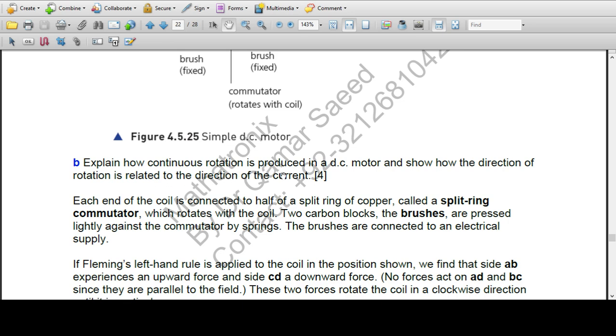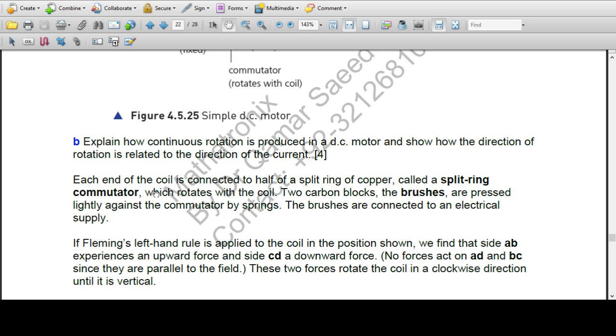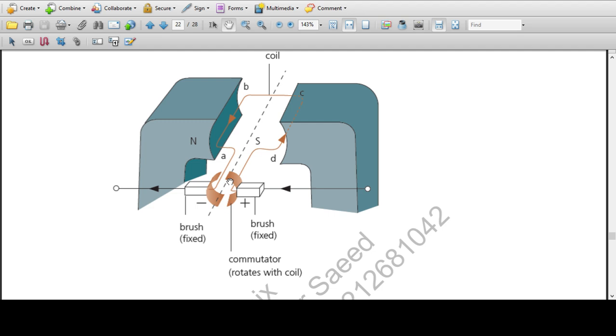Explain how a continuous rotation is produced in a DC motor and show how the direction of rotation is related to the direction of the current. So the commutator or split ring, basically this part will come to this in a half turn, and after that this will appear. As a result, the positive and negative effects change, and it shows that the current is always in the same direction.